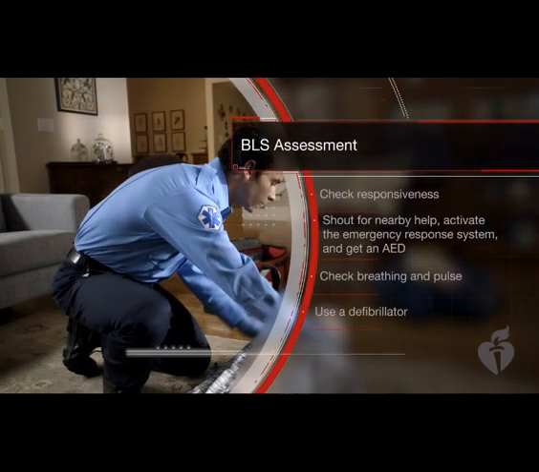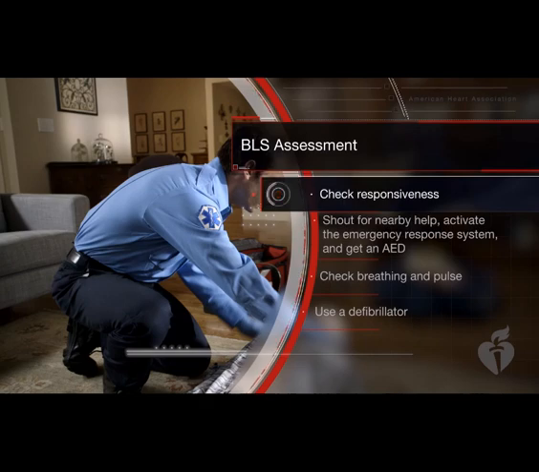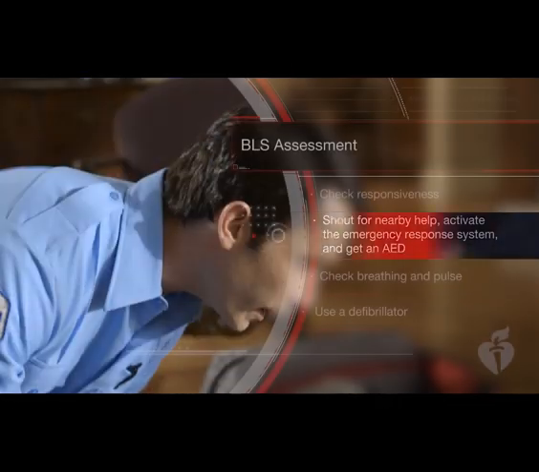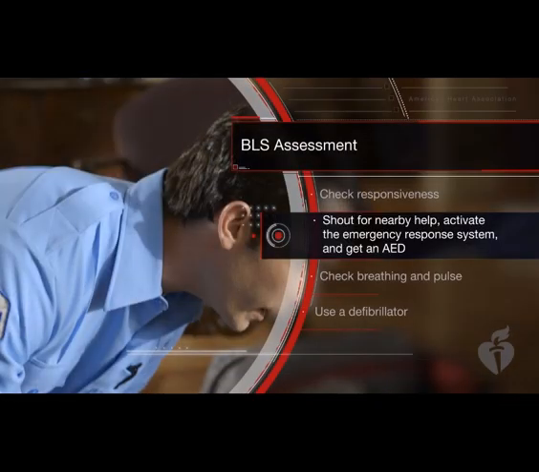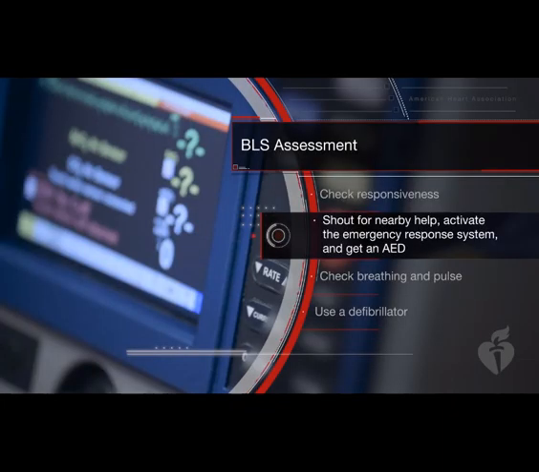For unconscious patients, you'll follow the BLS assessment. First, check for responsiveness. Tap and shout. Are you okay? If the patient is unresponsive, shout for help. He's unresponsive, I need help! Activate the emergency response system and get an AED or defibrillator.